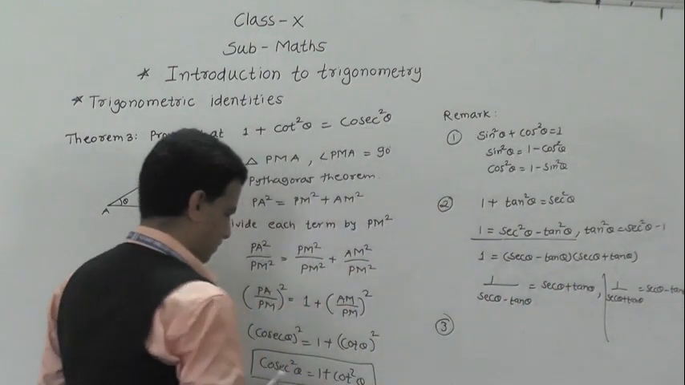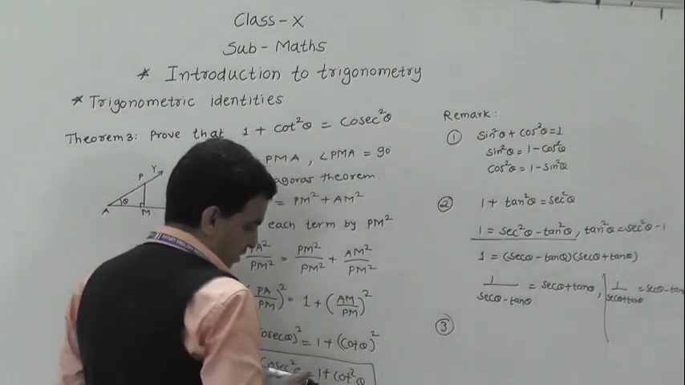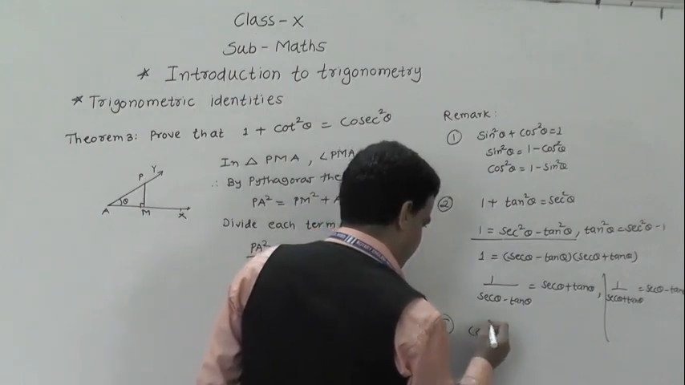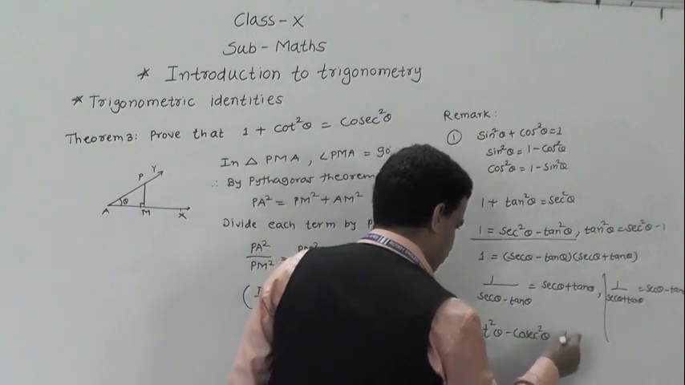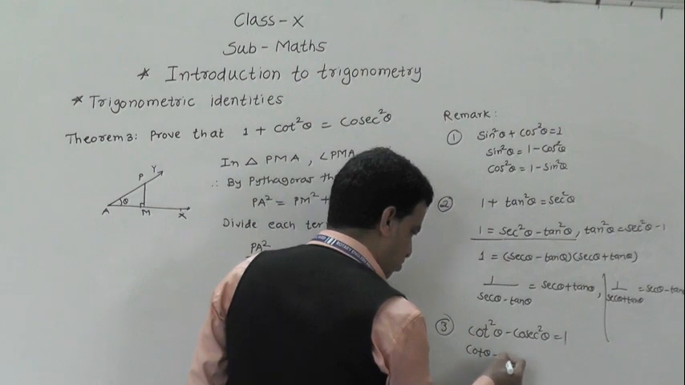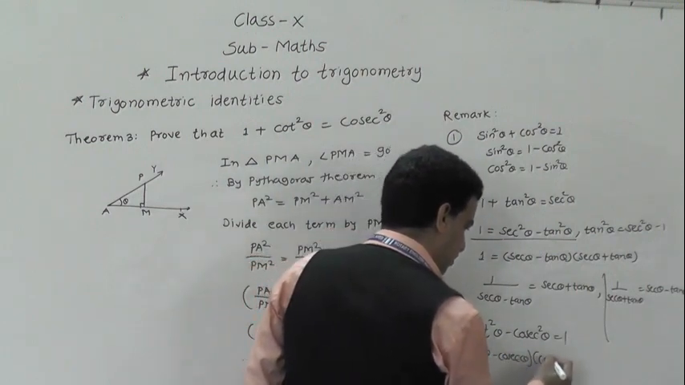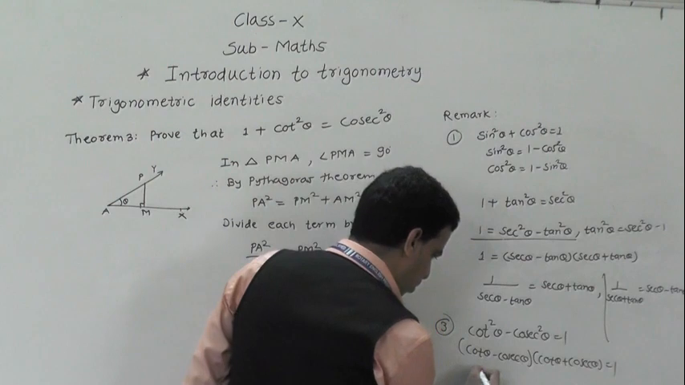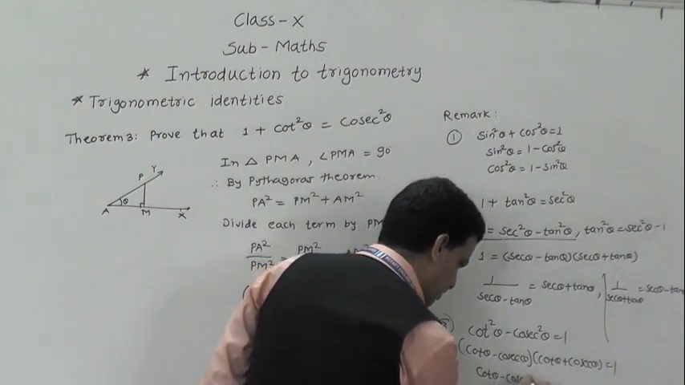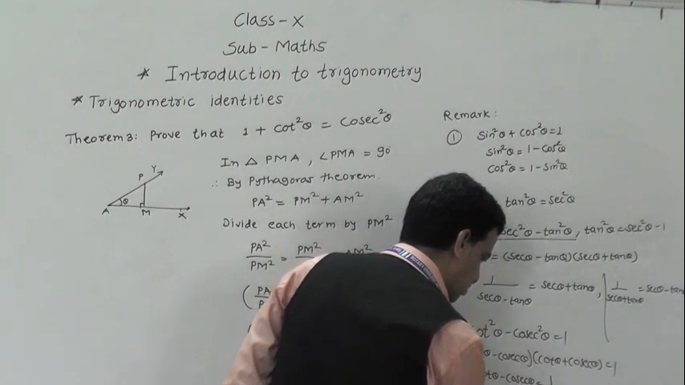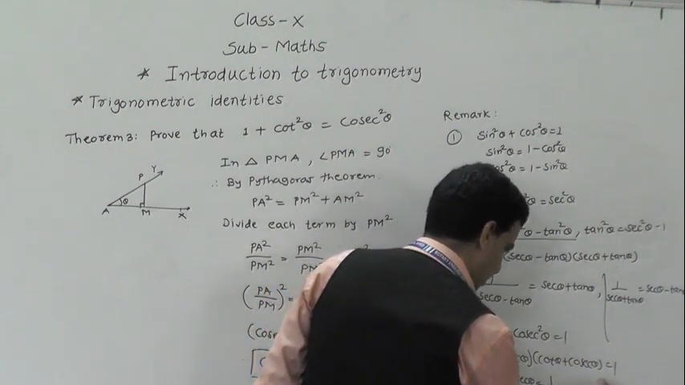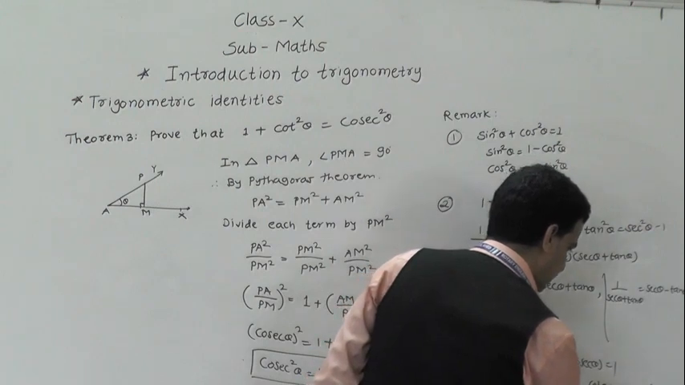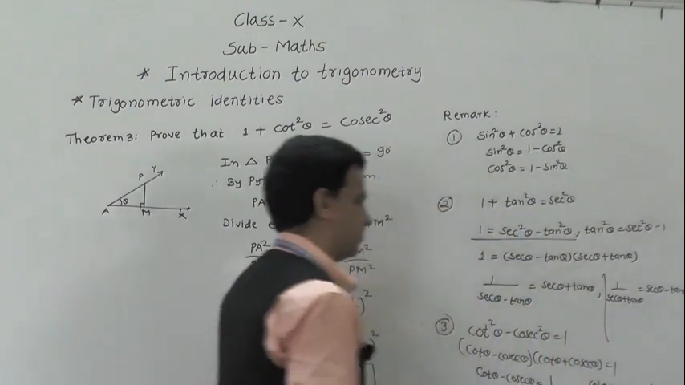Similarly for the third one, cosec square theta is equal to 1 plus cot square theta. So cot square theta minus cosec square theta is equal to 1. Again the same, this is cot theta minus cosec theta into cot theta plus cosec theta is equal to 1. So if we shift this side, cot theta minus cosec theta is 1 upon cot theta plus cosec theta, and similarly cot theta plus cosec theta is 1 upon cot theta minus cosec theta.